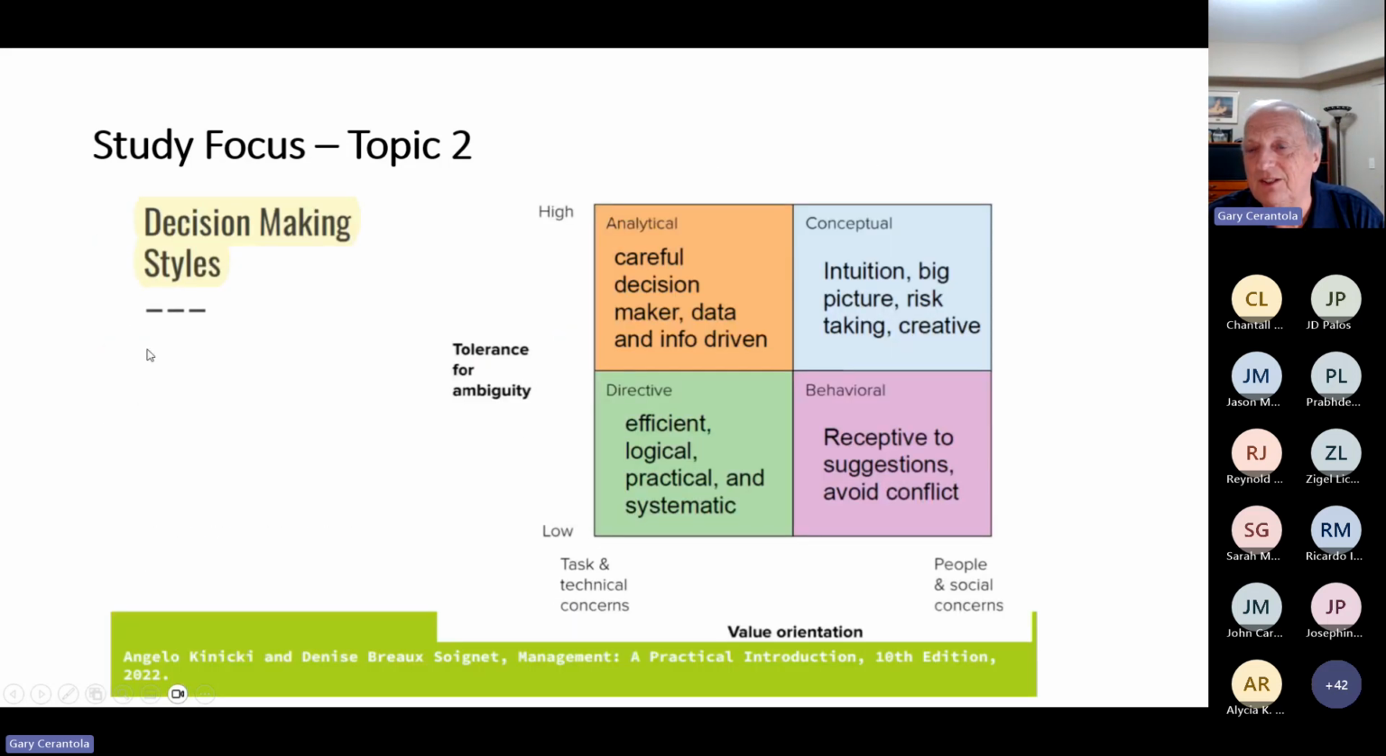Okay, so here's just a little more description around those particular styles. So analytical: careful decision maker, data and info driven. I'm a chemical engineer, so you can see my analytical leaning comes from way back when. And then conceptual: intuition, big picture, risk taking. Directive: efficient, logical, and let me say transactional.